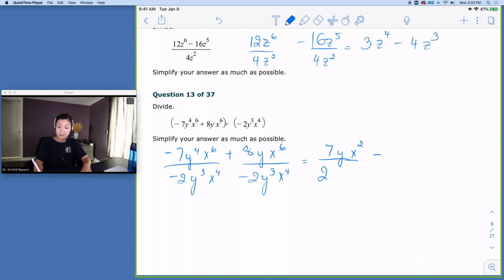We have minus 4. Now, you see that for x we have x squared on top, but for y it's y squared on the bottom, because the higher exponent is on the bottom. So I take 3 minus 1 is 2, but the 2 stays on the bottom. Okay, so that's my final answer.